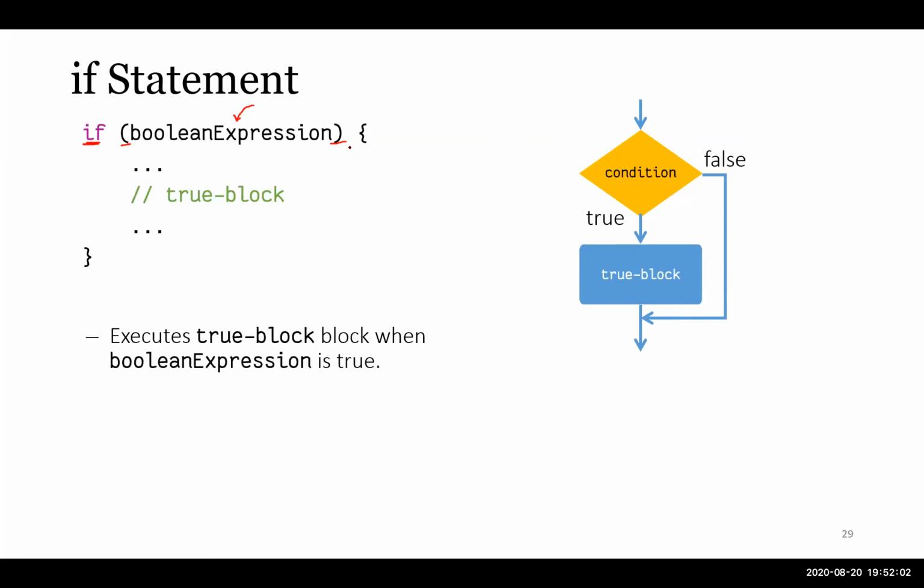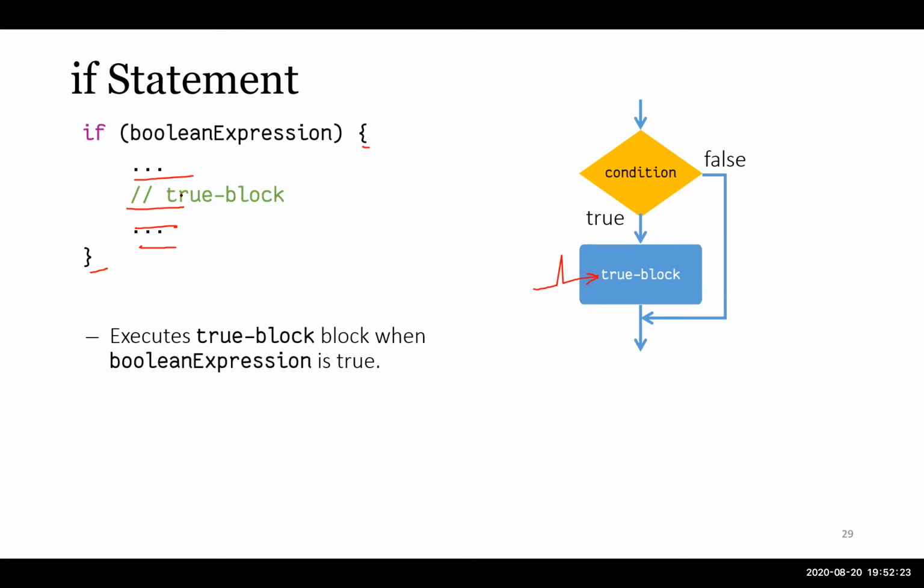Anything that is not zero will convert to true. So this expression here will evaluate to true or false. If it's true, then you execute whatever's in the curly bracket. The curly bracket denotes the start and the end of the block. Inside here, you put many statements. They'll all be inside this true block.